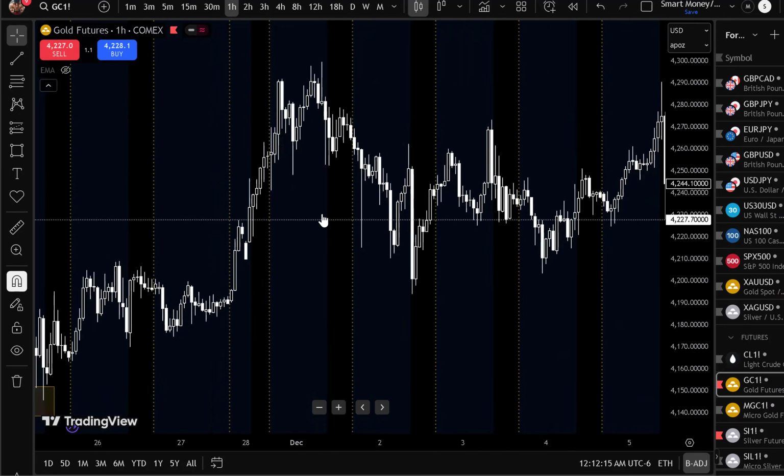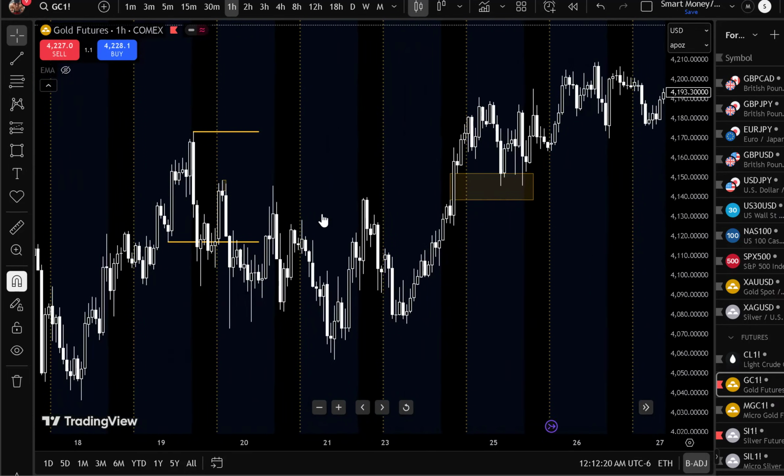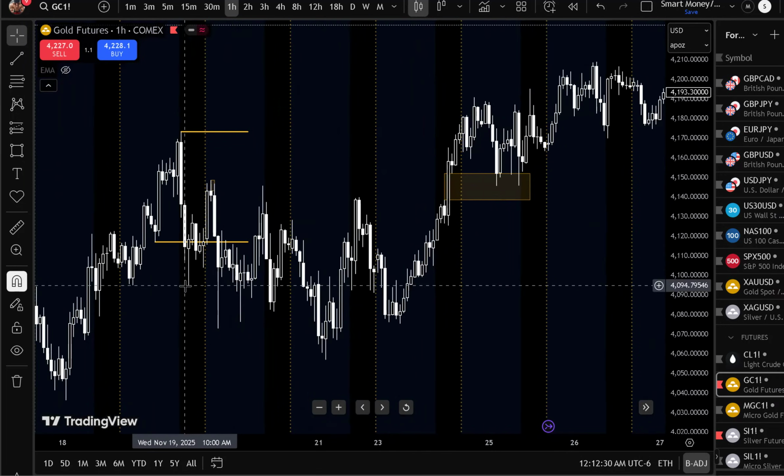That setup was there. See way up here? Well, I could have targeted this low right here. Could have targeted this low. You could have targeted any of these. Honestly, your best one was probably this low right here.